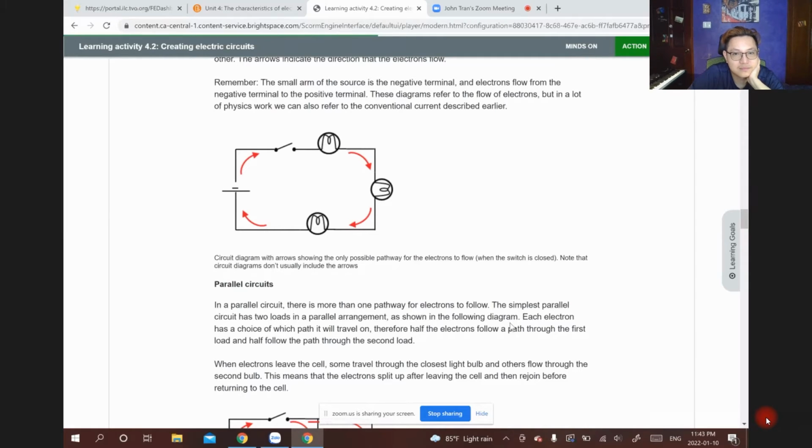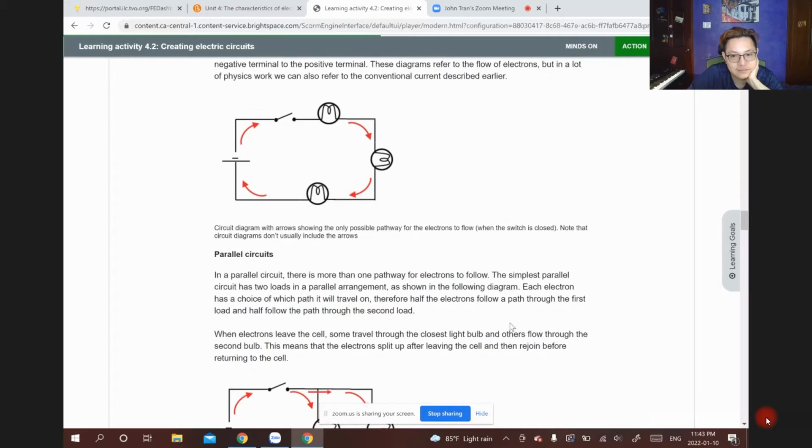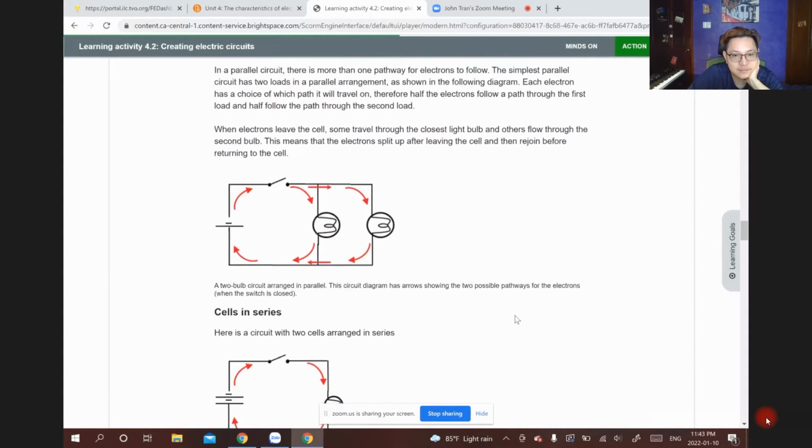When electrons leave the cell, some travel through the closest light bulb and others flow through the second bulb. This means that the electrons split up after leaving the cell and then rejoin before returning to the cell. Exactly.